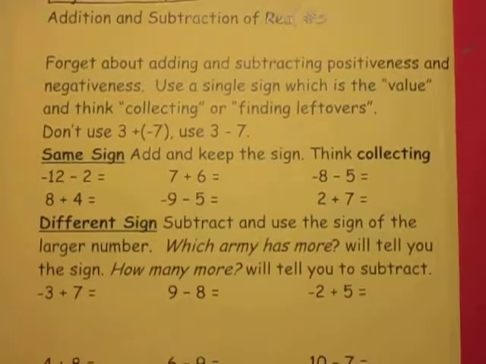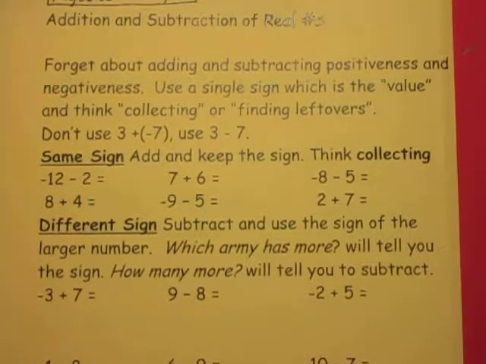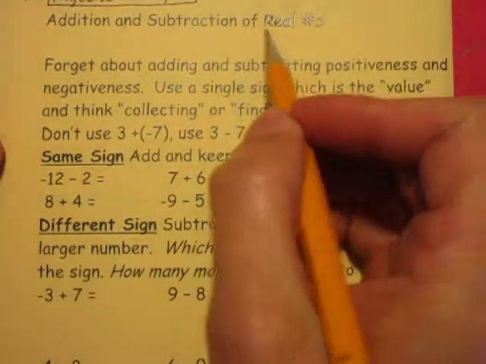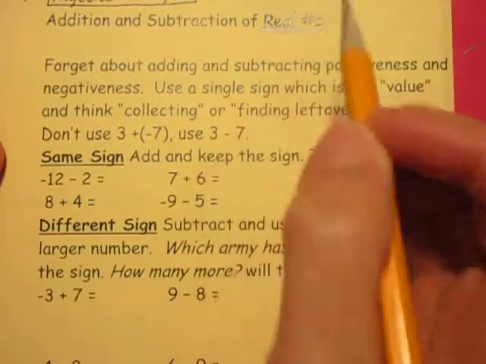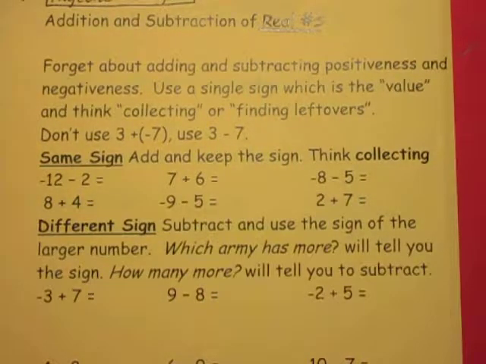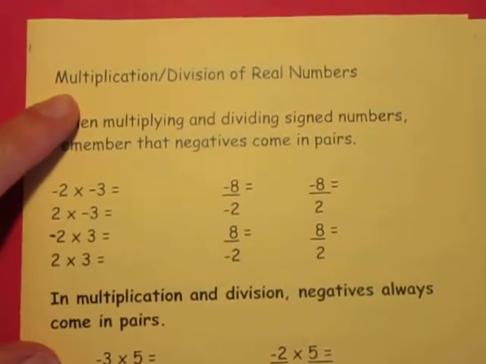Okay, in this lesson we're going to talk about adding and subtracting positive and negative numbers. When we say all real numbers, we mean fractions, decimals, whole numbers. This relates to any of those. But we're going to be dealing with positives and negatives, and we're going to be looking at collecting. Then we're going to move on to applying this to multiplication and division.